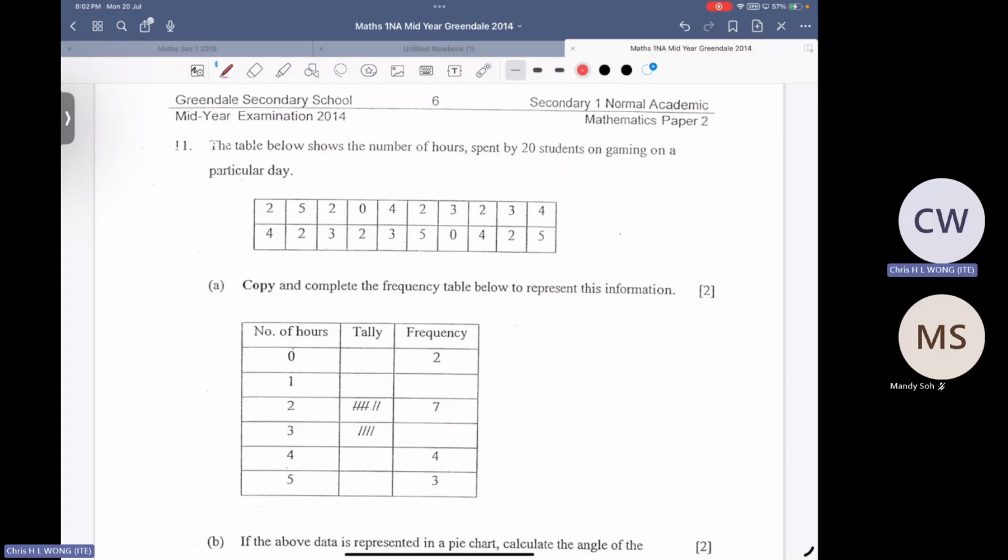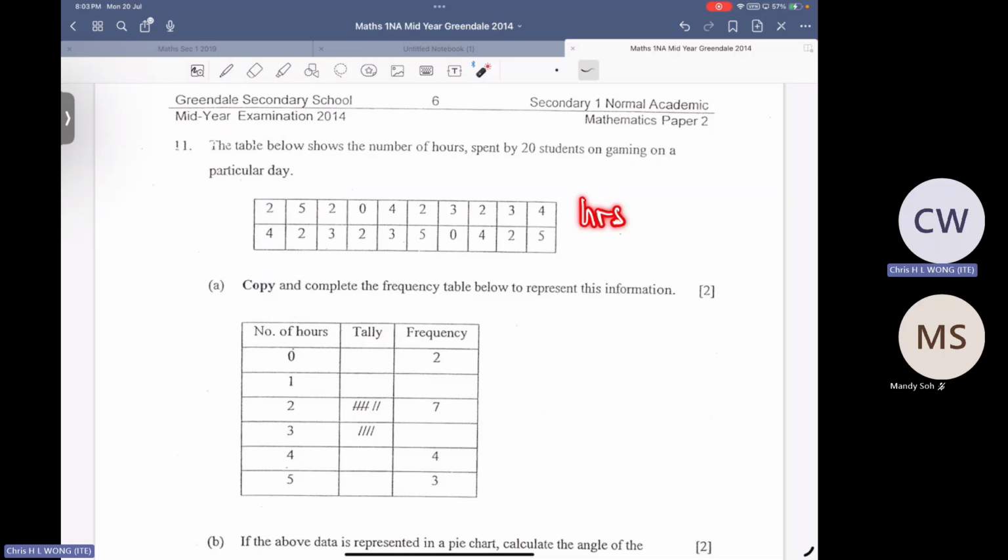Now, let's see. The table shows the number of hours spent on gaming by 20 students on a particular day. The first student spent 2 hours, the second spent 5 hours, the third 2 hours, then 0 hours, 4 hours, 2 hours, 3 hours, and so on. So this is the number of hours they spent, for 20 students.